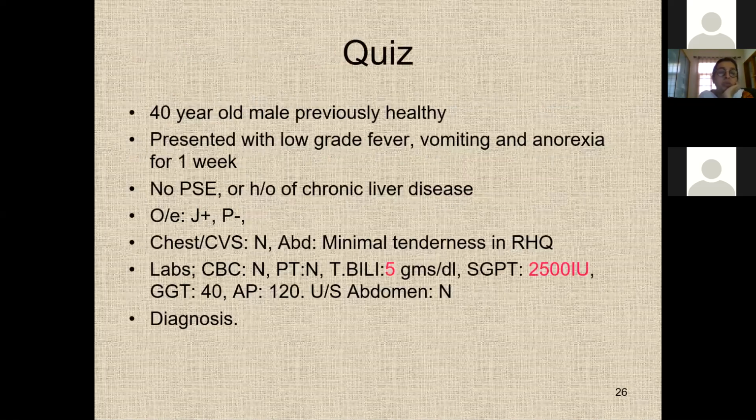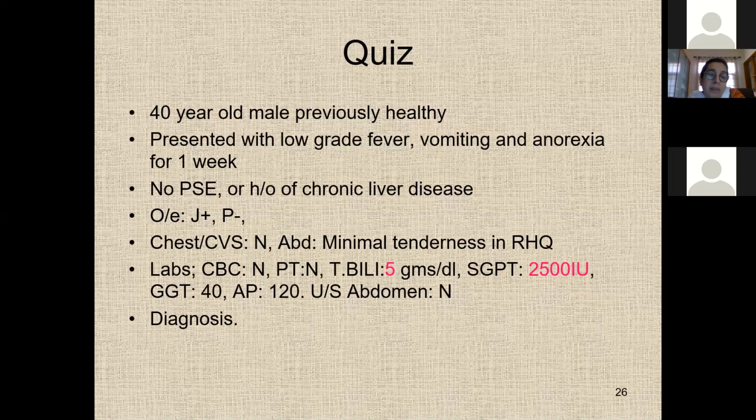So this is a quiz. A 40-year-old male, previously healthy, presented with low-grade fever, vomiting, nausea and anorexia for 1 week. So it's a short history. No history of chronic liver disease. So it's acute disease. On examination, there is jaundice, but he's not pale. The chest, CVS, and abdominal examination is unremarkable. Abdomen showed mild tenderness in the right hypochondrium.